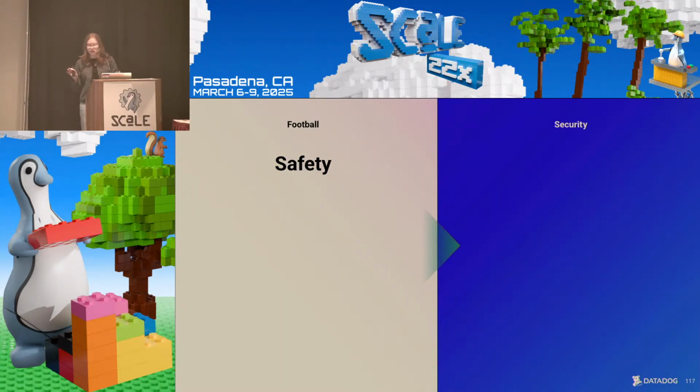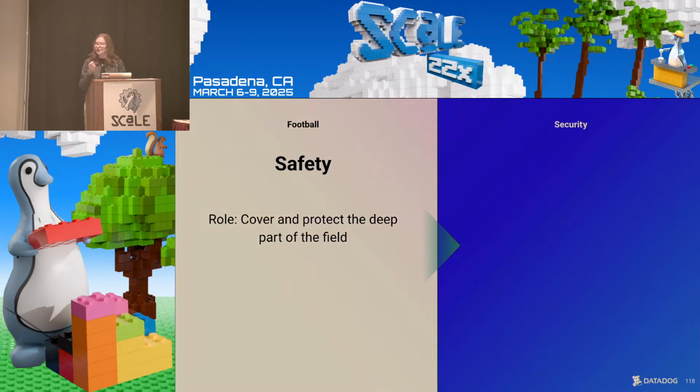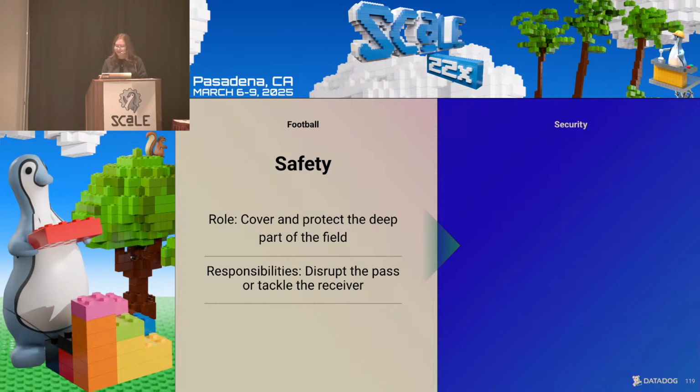So our last player that we've got is our safety. And they are covering and protecting the deep part of the field. So with this, they're trying to disrupt the pass. I can almost assume or almost guarantee that the picture that I showed you before of someone running, trying to tackle the person who caught the ball, I can almost assume that's a safety. But they're trying to disrupt the pass, whether they're trying to bat the ball down, whether they're trying to intercept it or catch it, or whether they're just trying to tackle the player.